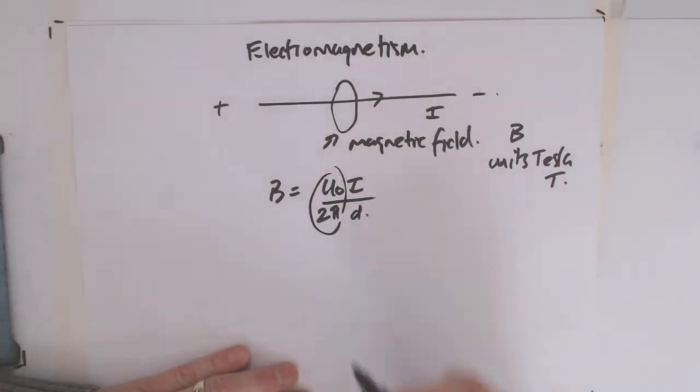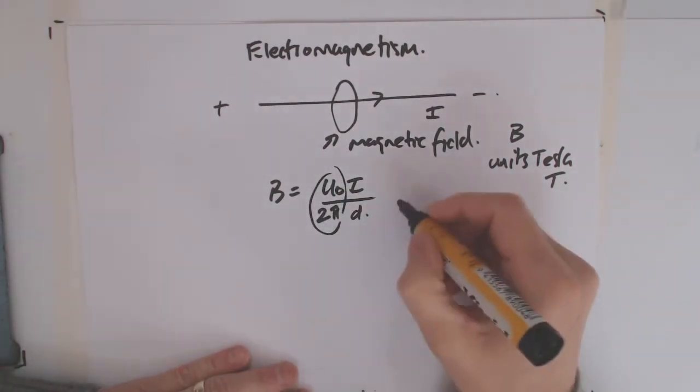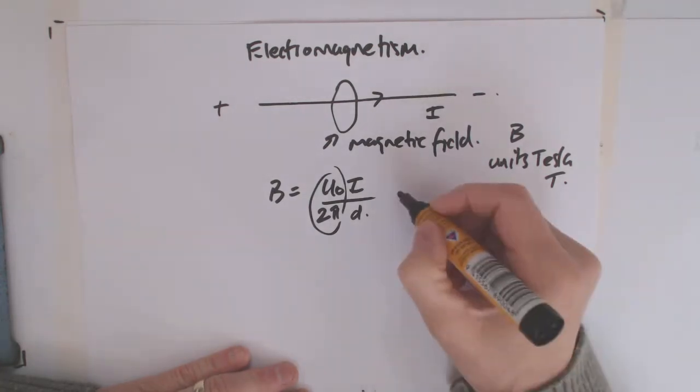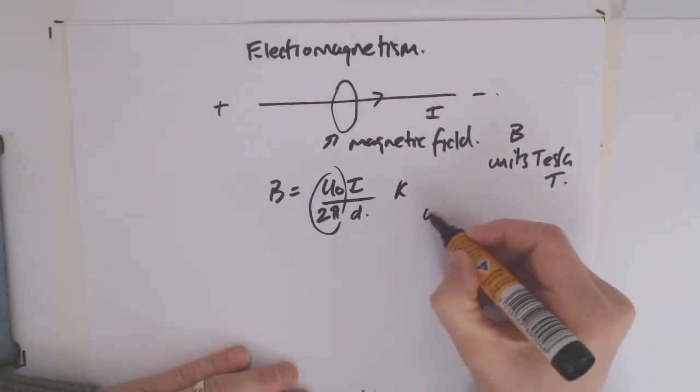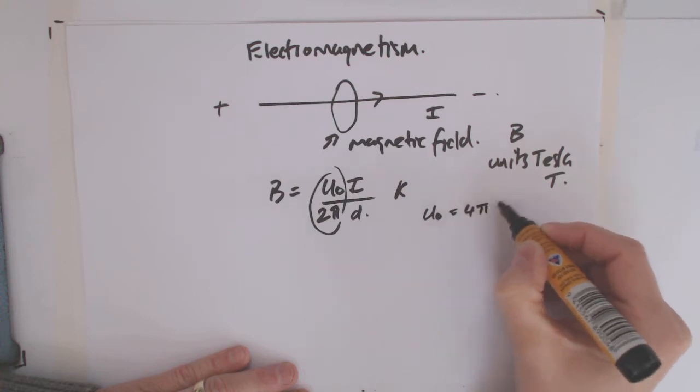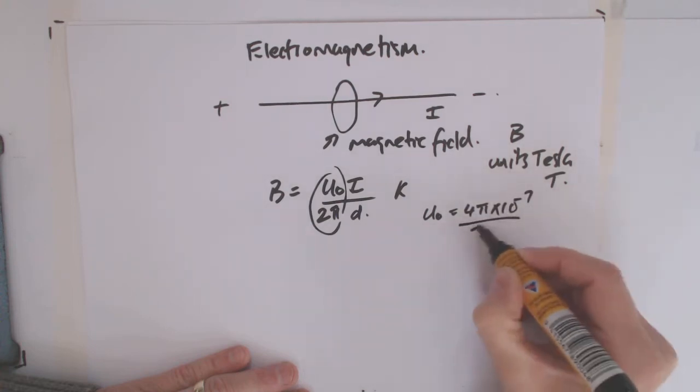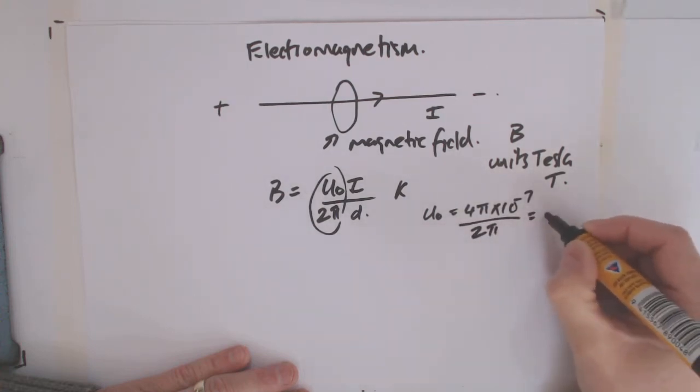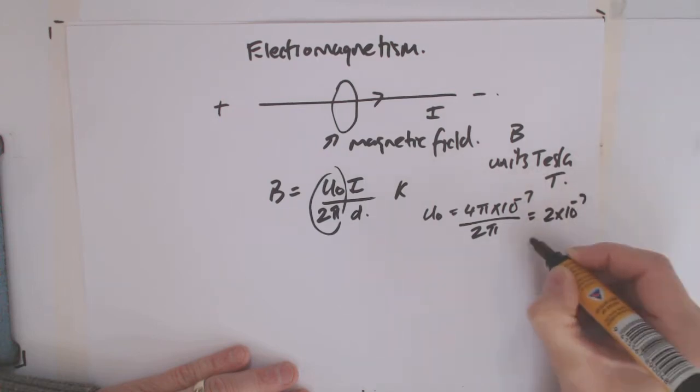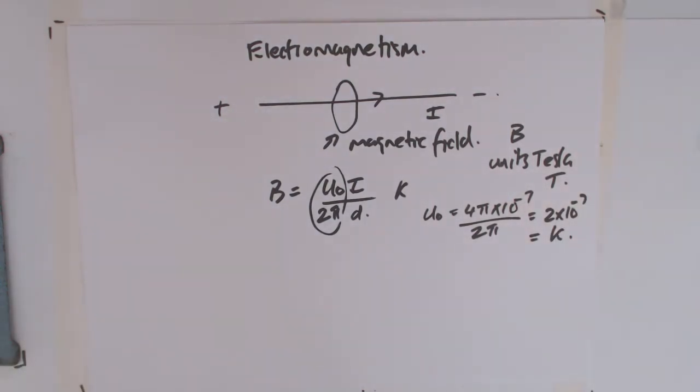One of the things that we did do in level 1 was that we often would combine that mu naught divided by 2 pi into one symbol called K, and that's because mu naught actually equals 4 pi times 10 to the minus 7, so when you divide that by 2 pi it just equals 2 times 10 to the minus 7, which we called K. So that was often done in exams like that. This mu naught is just a magnetic constant for space.